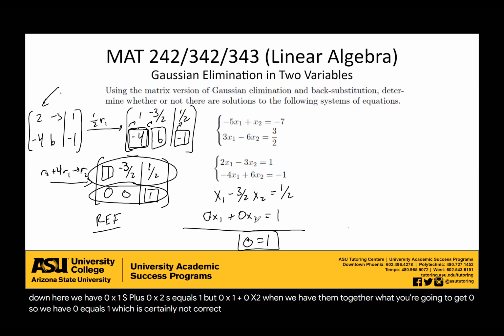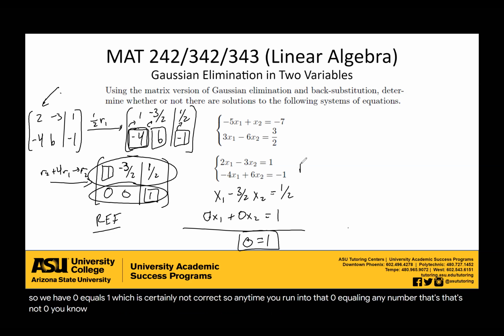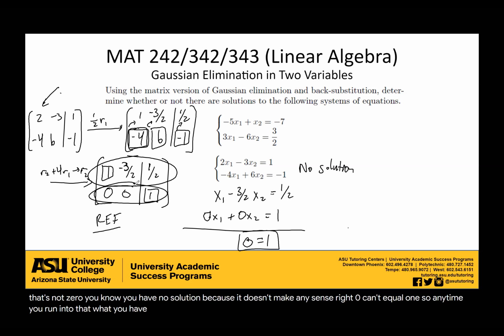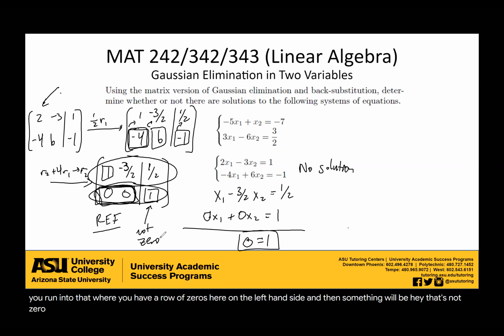So anytime you run into that, 0 equaling any number that's not 0, you know you have no solution. Because it doesn't make any sense, right? 0 can't equal 1. So anytime you run into that, where you have a row of zeros here on the left-hand side, and then something over here that's not 0, you automatically know you have no solution.